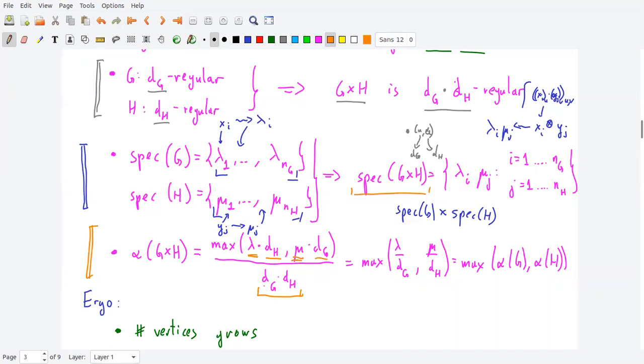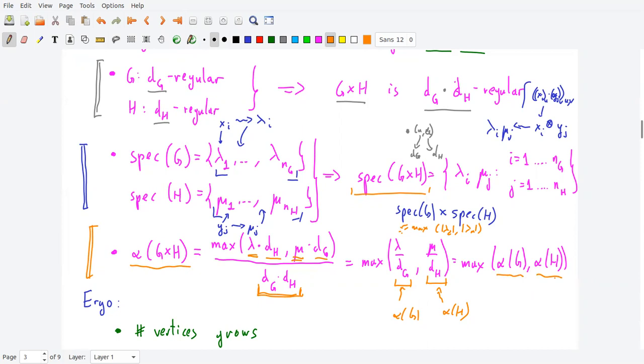Now, if you put the regularity under the brackets, this is the maximum of lambda divided by dG and mu divided by dH. Recall that lambda is the maximum of the absolute values of lambda 2 and lambda n, and the same for mu. This is simply alpha of G, and this is simply alpha of H, the corresponding ratios. So the spectral parameter alpha of the tensor product is simply the worst of the two spectral parameters I started with.